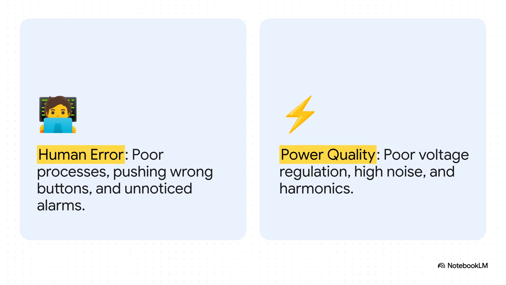Power quality, though, that's an invisible threat. We're talking poor voltage regulation, high levels of electrical noise, or high ground resistance. And it's so important to realize that just slapping a UPS on it doesn't fix all your power quality issues. A UPS cannot stop disturbances coming through a faulty ground wire, for sure.